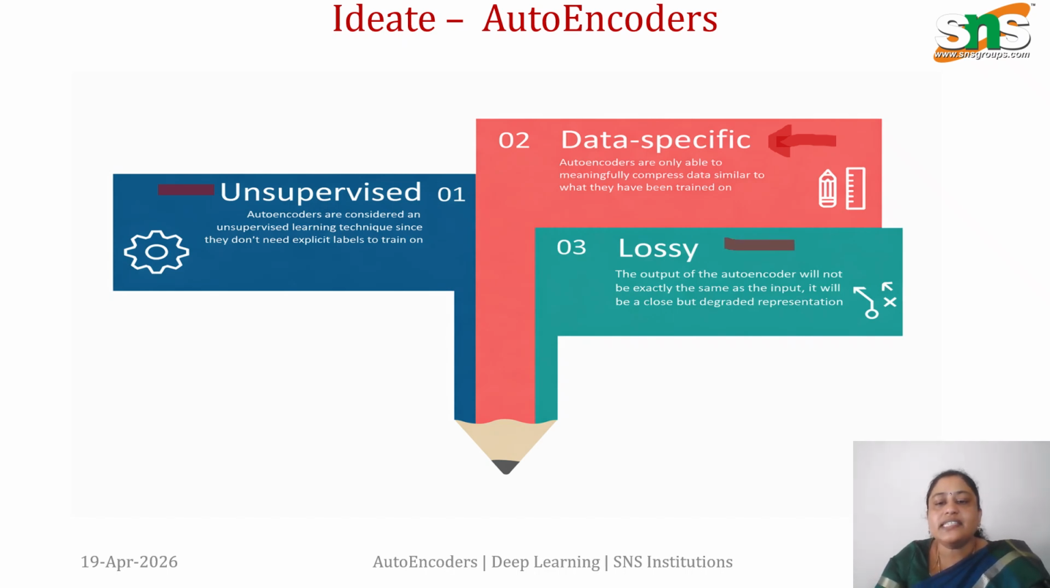The third one is that it is lossy. When you take the output of an autoencoder, it will not be exactly the same as your input, because it loses information. Why does this happen? Because the decoder reconstructs the data only from the compressed information, so definitely you will have some degraded information. That is why it is lossy. So these are the characteristics of autoencoders.